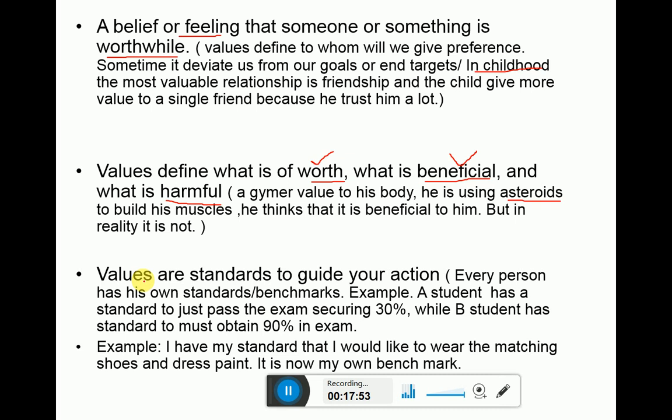Suppose I have two students. Student A has the standard to just pass the exam securing 30% marks. Meaning, there are two students, student A and student B. Student A's standard is only 30% marks and only to pass the exam, that's it, it's a standard. But student B's standard is that I have to secure 90% marks and I have to clear with an A grade.